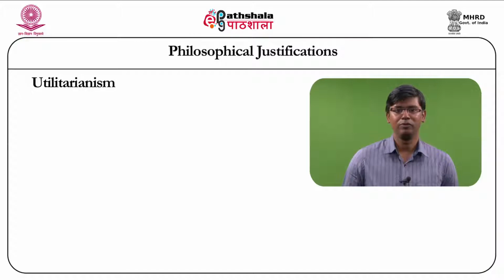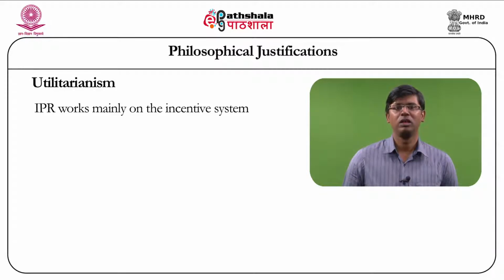Now, how can you actually use this theory to justify intellectual property rights? Mill says maximum happiness of the maximum number of people. If you look at intellectual property rights, take patent as an example. The patent system grants what is called a monopoly to the inventor, and the inventor enjoys a monopoly for a period of 20 years. How could this be good for the public?